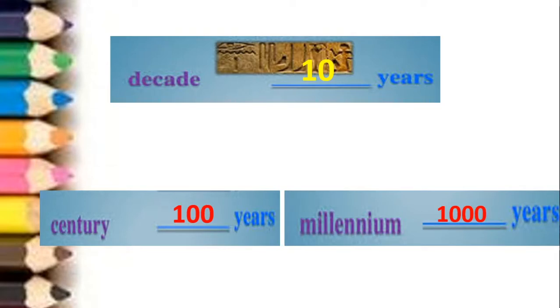So these are some new terms for you children. Year we all know. So a decade, a century and a millennium. Decade is 10 years, century is 100 years and millennium is 1,000 years.